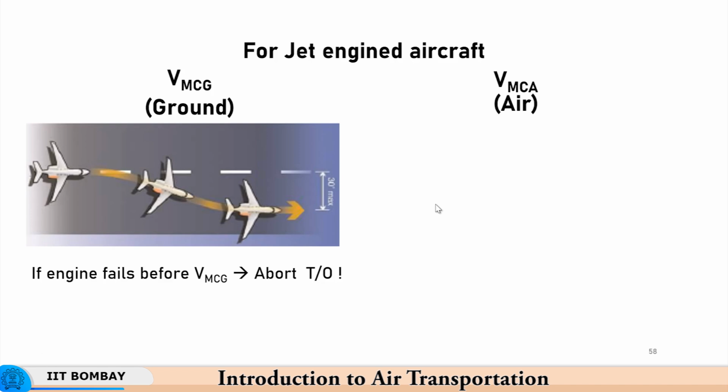Now, if the engine fails before the minimum ground control speed, it would be foolish to continue with takeoff. You will be made redundant very soon, because you have to be current. So, if the engine fails before VMCG, you must abort the takeoff.